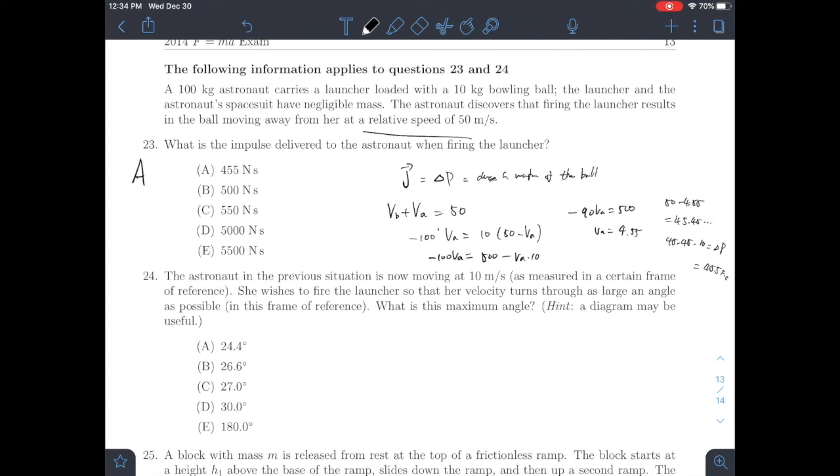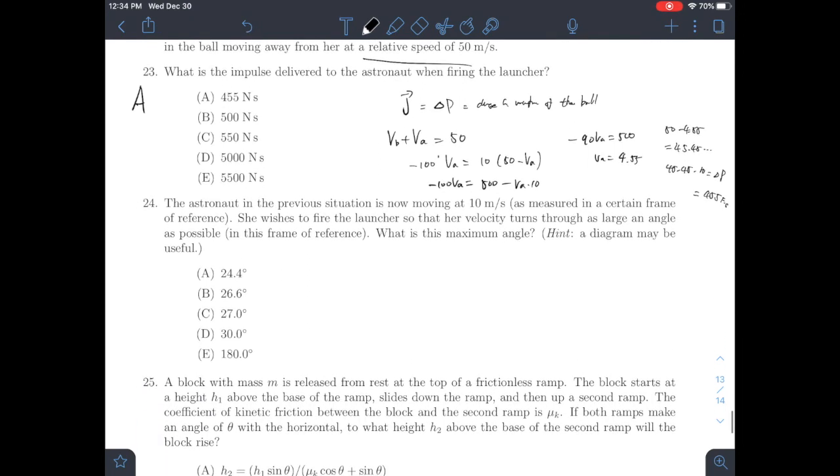Question number 24. The astronaut in the previous question is now moving at 10 meters per second as measured in a certain frame of reference. She wishes to fire the launcher so that her velocity turns through as large an angle as possible. What is the maximum angle? There's a hint that a diagram may be useful, so let's draw a diagram. First, we want to use vector analysis in this problem.